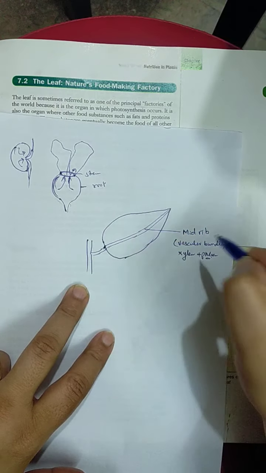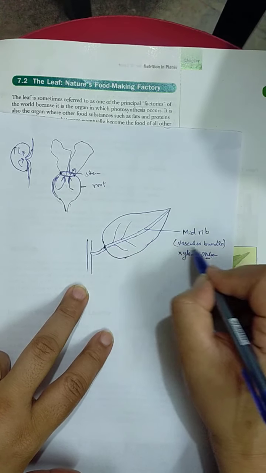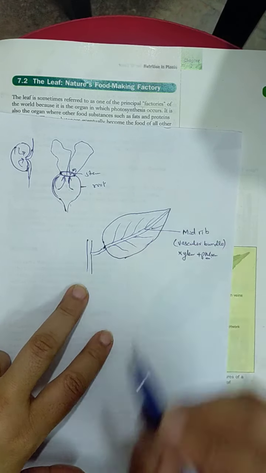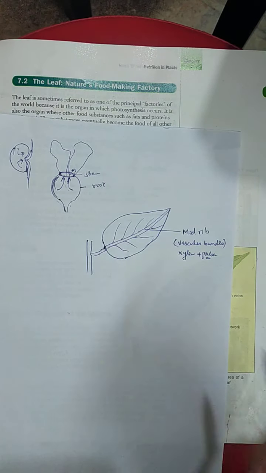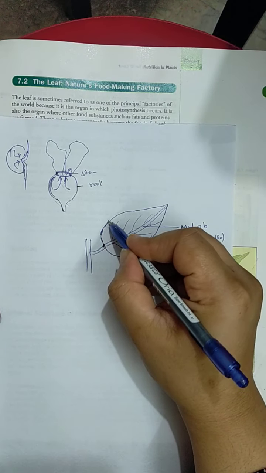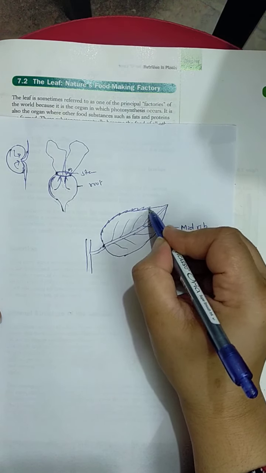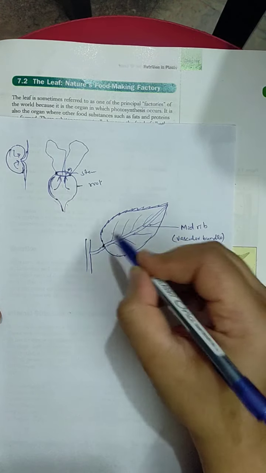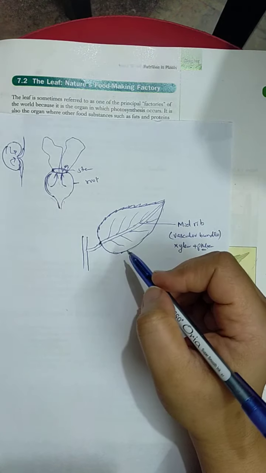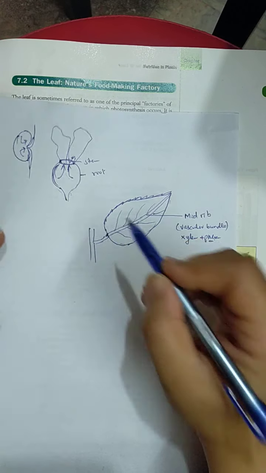From this main midrib, small veins arise. These veins are also part of this vascular bundle because they transport water and minerals to different parts of the leaf. So this is basically the external structure of the leaf. This portion at the end is called the margin of the leaf. It can be smooth, or in the form of different cuts, or different designs. Now, this pattern of veins in the leaves is called venation.